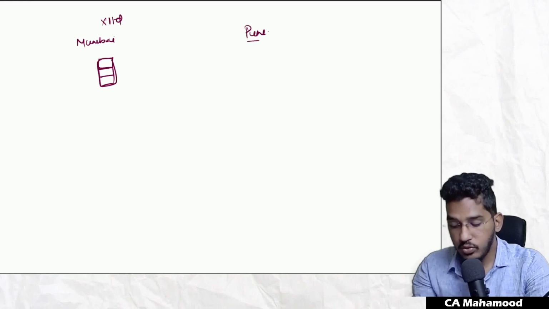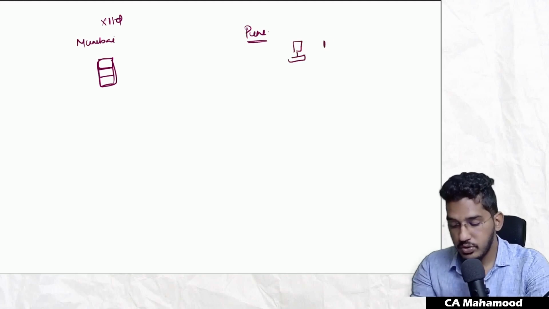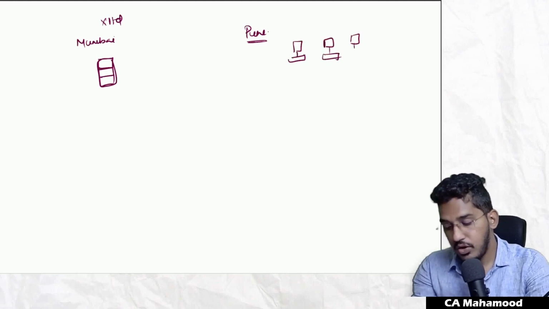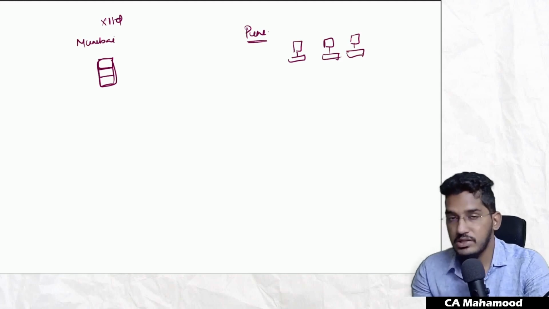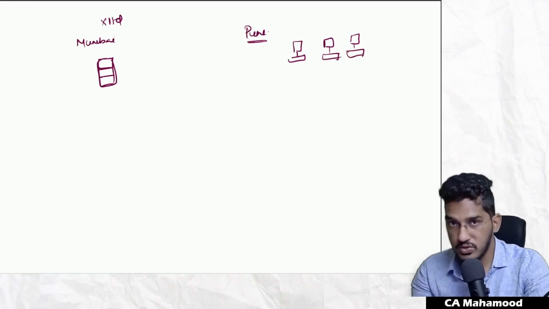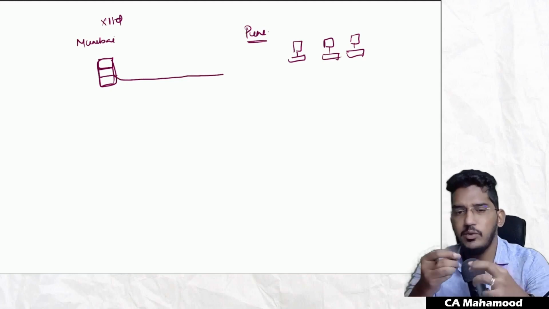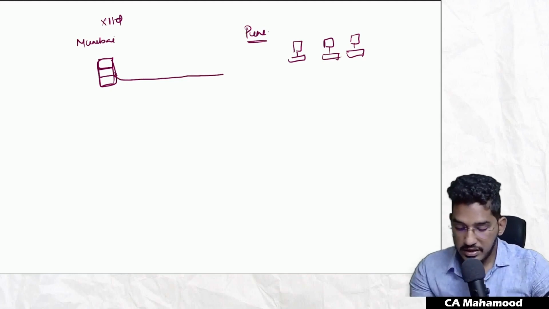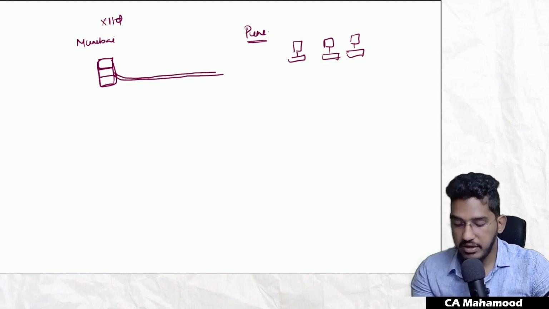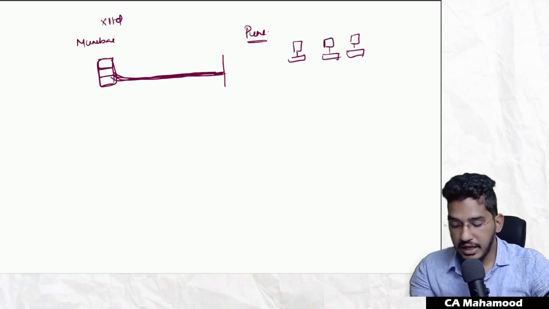Now they have one more branch office at Pune. At the Pune office also there will be systems. Now all the systems at the Pune branch are required to be connected to the server. So there will be one circuit, nothing but a wired connection, going from Mumbai to Pune for the purpose of connection to the server.